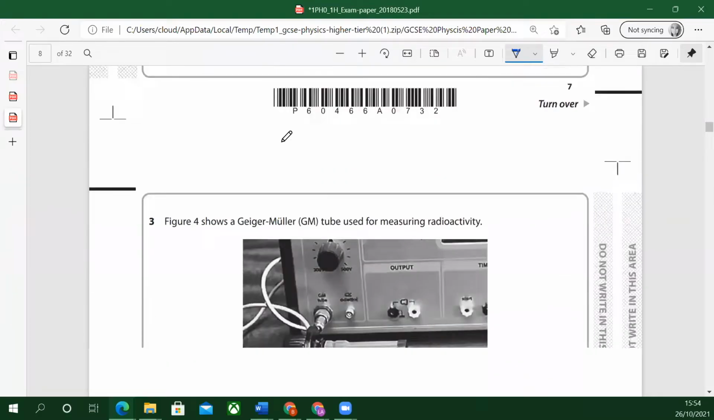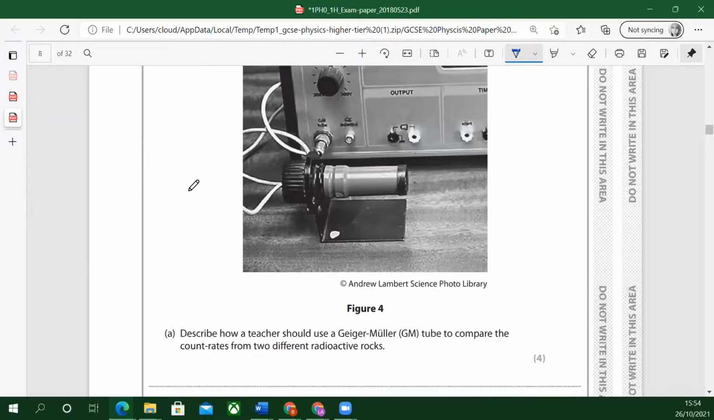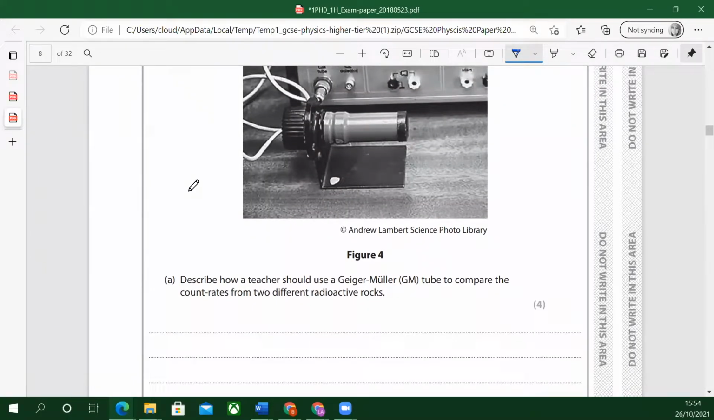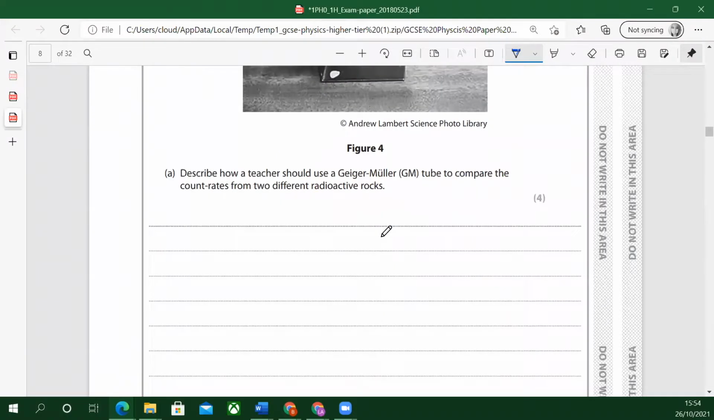Some blank pages. Okay, radiation, one of my favourite bits. Very interesting. Figure 4 shows a Geiger Muller tube. So this bit here is a Geiger Muller tube, used for measuring radioactivity. Okay, describe how a teacher should use the Geiger Muller tube, let's call it a GM tube, to compare the count rates from 2 different radioactive rocks. Okay, yep, some rocks are radioactive. So this is actually, again, a nice simple question for 4 marks.